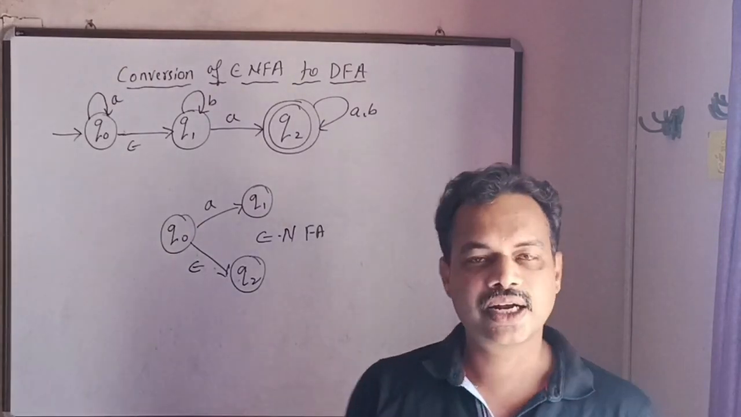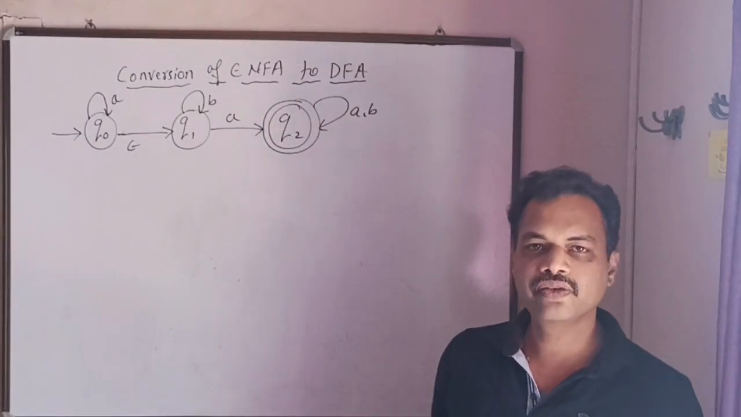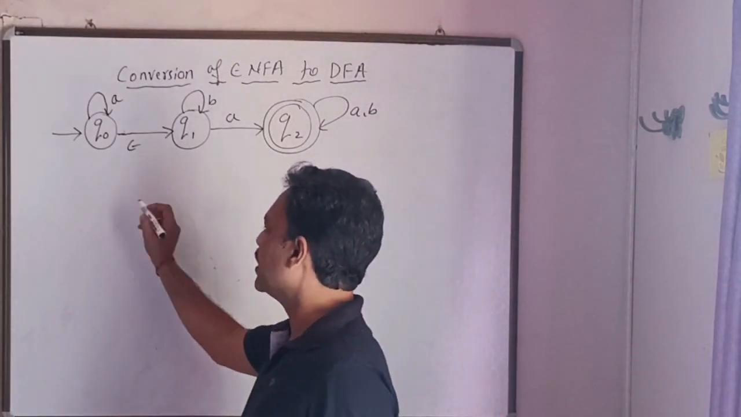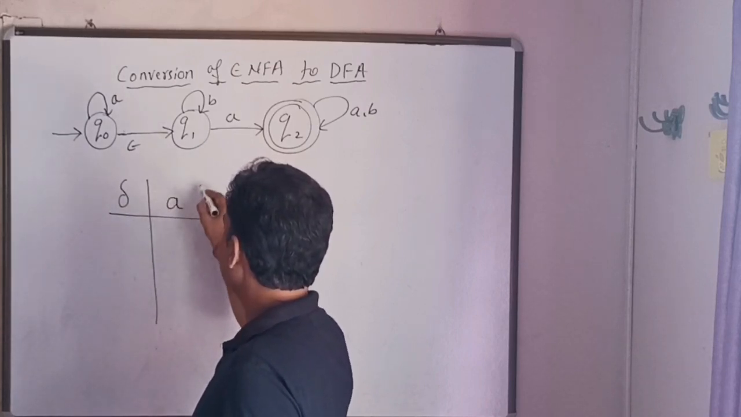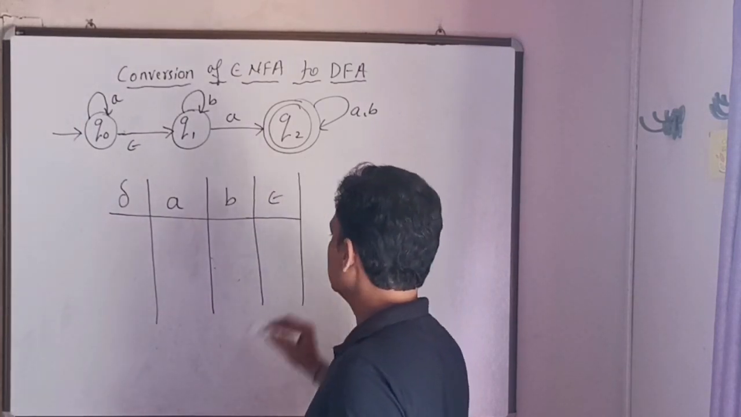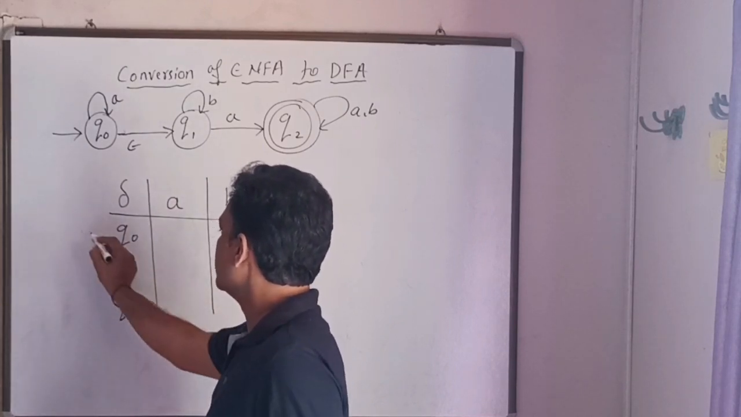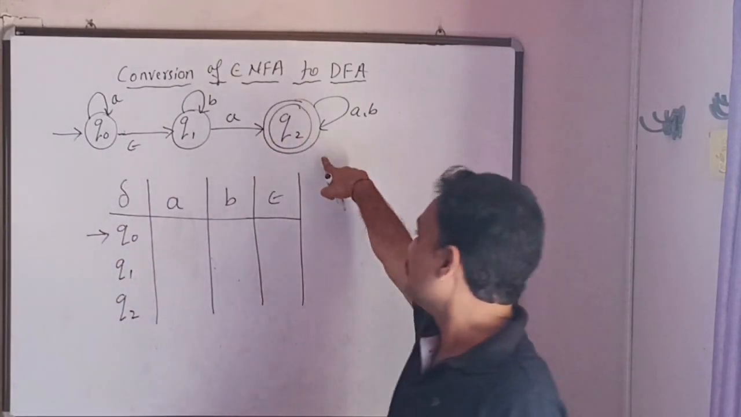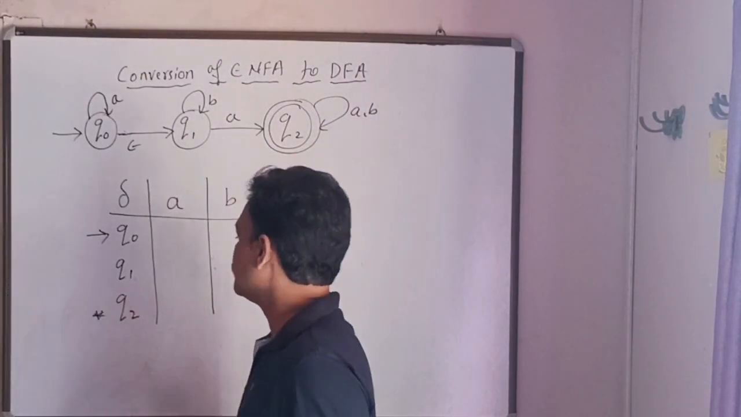Now let us try to understand how we can convert this epsilon NFA into its DFA form. To begin with, we will have to construct first the transition table. The transition table will be built like this. This is the delta. Then input symbols A, B, and we do have epsilon as well. And what are the states? Q0, Q1, Q2. Since Q0 is the initial state, it is always prefixed by an arrow, and the final state will be indicated using a double circle. So this is the final state. Here I will mention it as the final state.